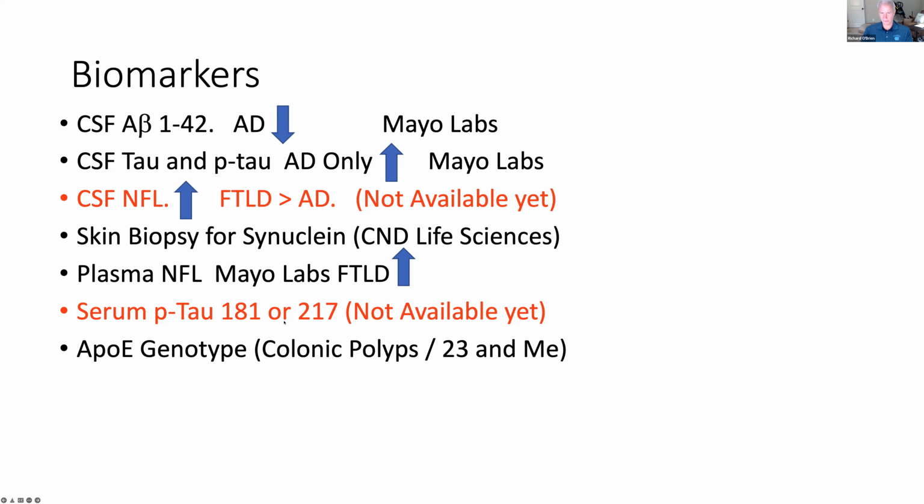Soon there'll be serum p-tau levels, which go up in Alzheimer's disease. And still one of the best biomarkers, APOE, is not paid for by Medicare, but you can get it on patients if they've had colonic polyps for no good reason, and 23andMe will test it as part of their medical panel for $100.